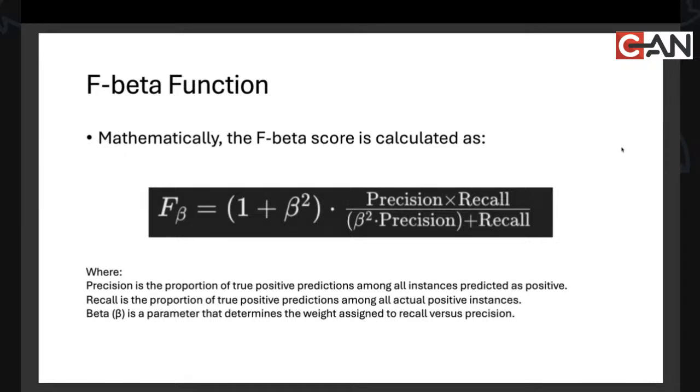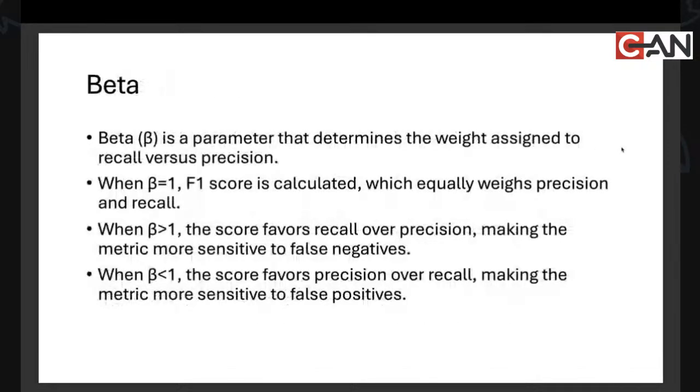All right, let's talk about beta, which is the parameter that you adjust. It determines the weight assigned to recall versus precision. And remember that this metric always sums to 1. Oh my gosh. This metric at max will always be 1, and at minimum will always be 0. So if you're giving more weight to precision, that's weight you're taking away from recall. And if you're giving more weight to recall, in order for that to still only be between 0 and 1, that's weight you're taking away from precision.